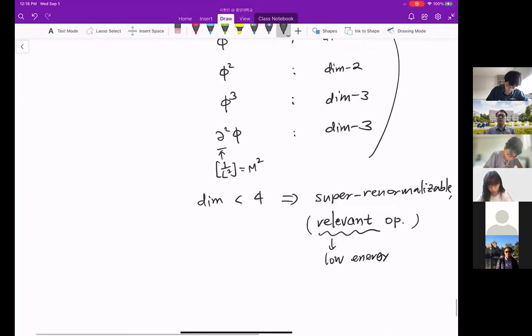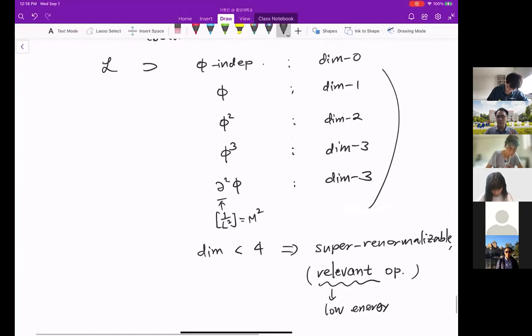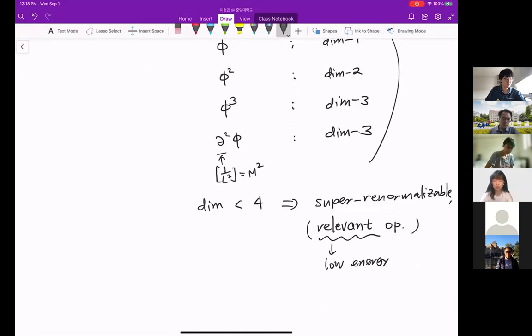Otherwise, you are not in full generality. You need a reason to forget about these relevant operators. If there is no reason to ignore them, you need to keep them. In the low energy, they're important. Otherwise, your prediction would be completely different.